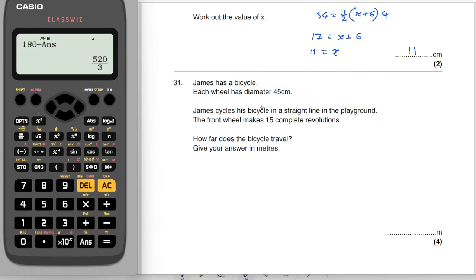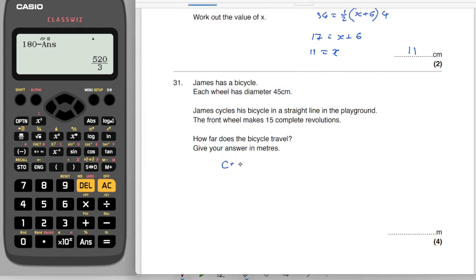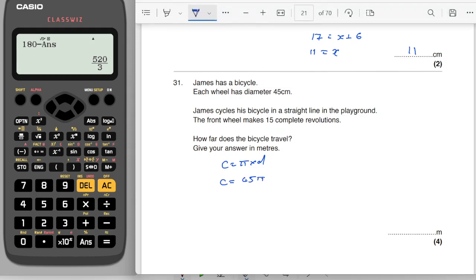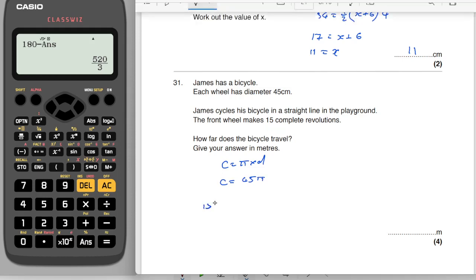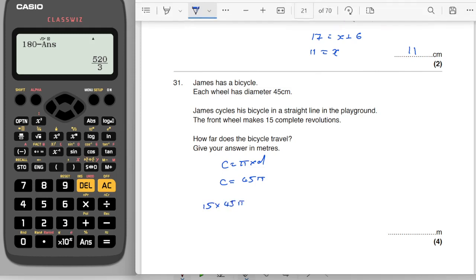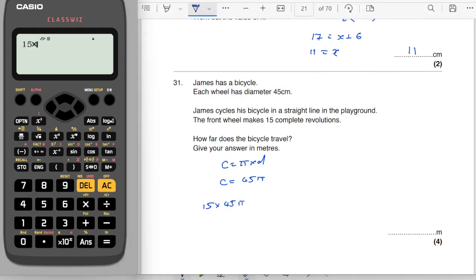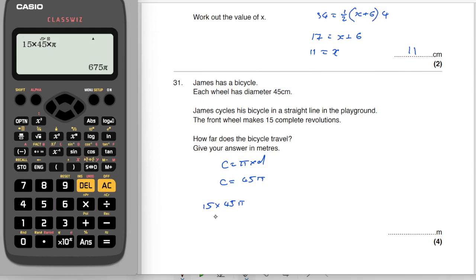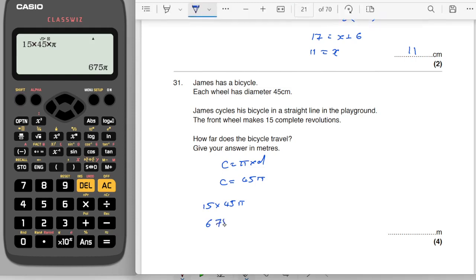So if the diameter is 45, then the circumference is going to be equal to pi times d. So in this case, the circumference of the wheel is going to be 45 pi. We want to know how many times 15 revolutions of that is going to be. So 15 times 45 pi. It doesn't ask us to leave our answer in terms of pi, but that would give me 675 pi.